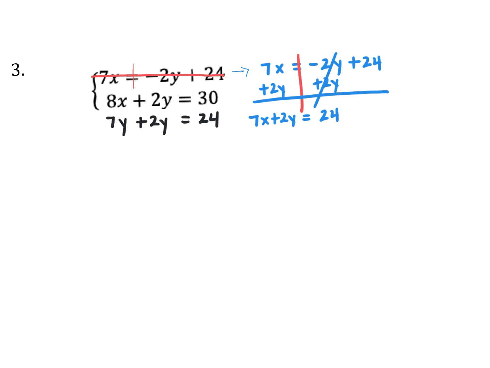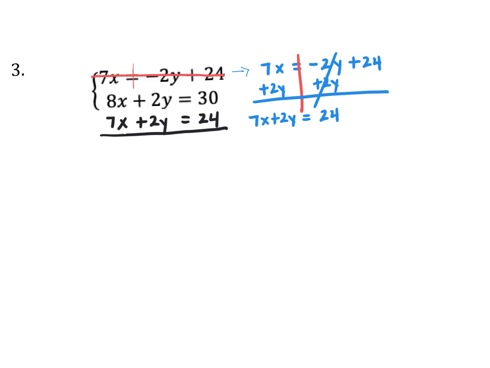Okay, problems number 1 and number 2, those ones were so easy because you already had a positive and a negative of the same number. When I look at my x's, I have a positive 8x and a positive 7. Whoops, there should be an x. I wrote y. This one should be an x right here. And I have a positive 7x. And then I have a positive 2y and a positive 2y.